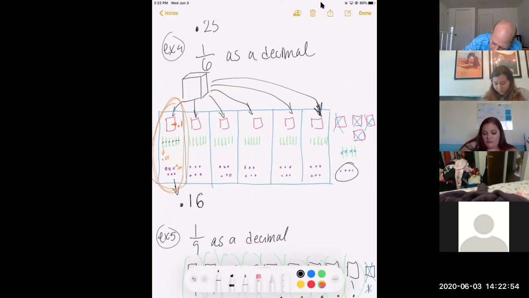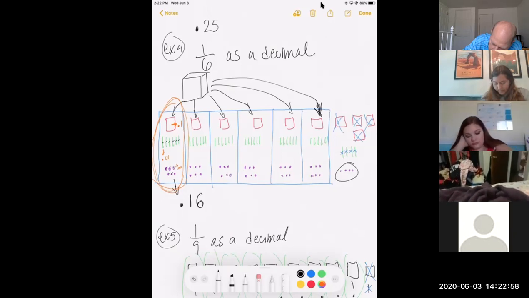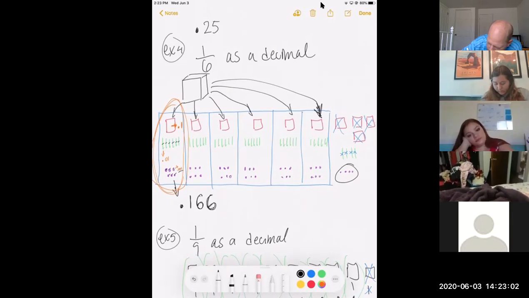This little dot is a cube. So there's 1, 2, 3, 4, 5, 6 little cubes. They're thousandths. So I'm going to put a 6 in the thousandths place. And if I was able to divide these 4 thousandths into 10 thousandths, then I would have 6 of those as well. And that pattern continues. So I put 3 dots to represent the pattern.